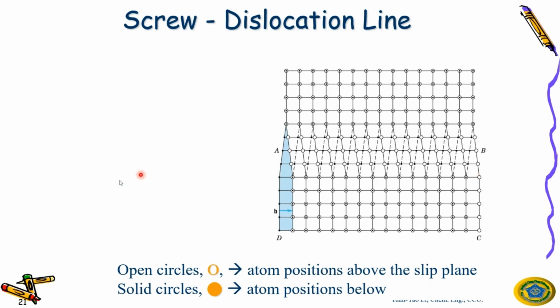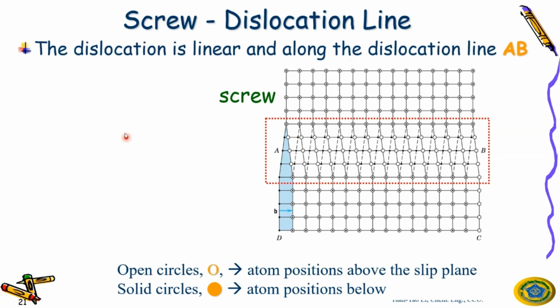So the open circles are above, on the top. The solid circles are on the bottom, the atom positions below this one. So you can move something like this. And this is called screw, because as you can see, the atoms go bottom up, bottom up, bottom up. So it's like a screw, right? The dislocation is linear along the dislocation line A and B, and it behaves like screwing.